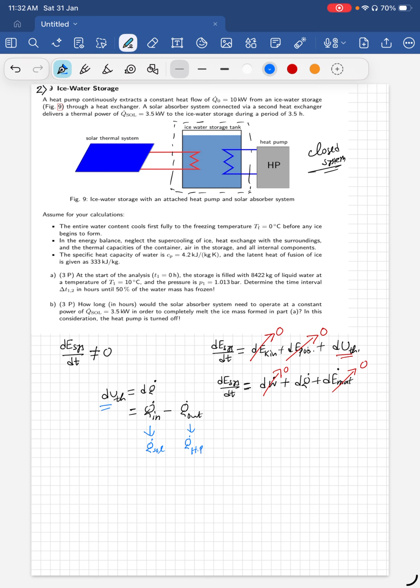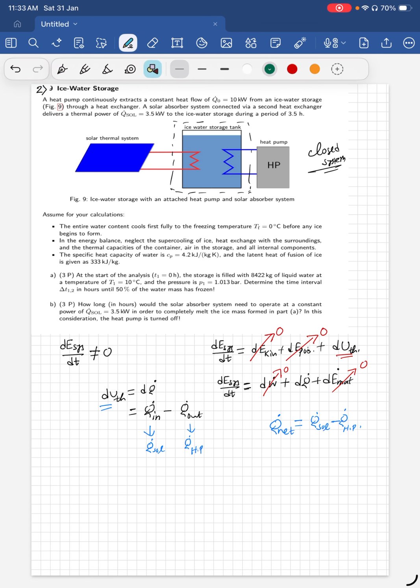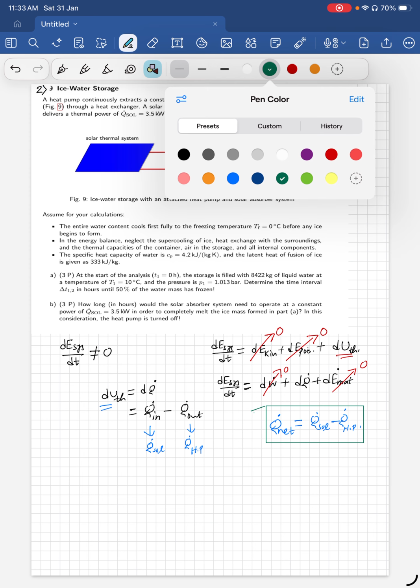So I can mention this thermal energy as the net heat interaction on the system. Then it will be Q dot solar minus Q dot heat pump. I hope that you remember from my previous video, I mentioned that if the heat is leaving the system, then we have to denote it as minus Q. And keep this equation in your mind, we will use it again. That is the important equation.